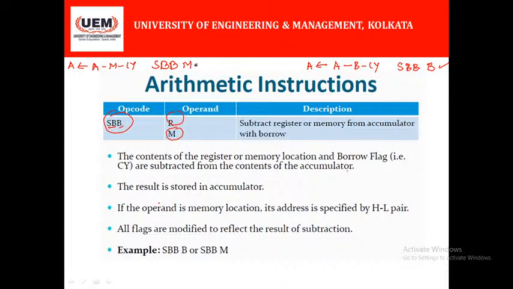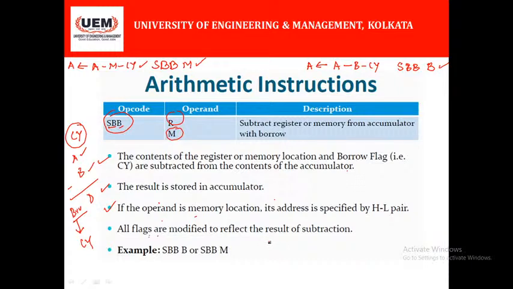That means the value of the memory location and the carry flag are subtracted from the contents of the accumulator. The result, or difference, is stored in the accumulator, and the borrow, if it is generated, will modify the carry flag. Carry flag is also known as borrow flag. So if two registers, A and B, are subtracted, there exists a difference and there exists a borrow, and the borrow will be reflected by the carry flag.